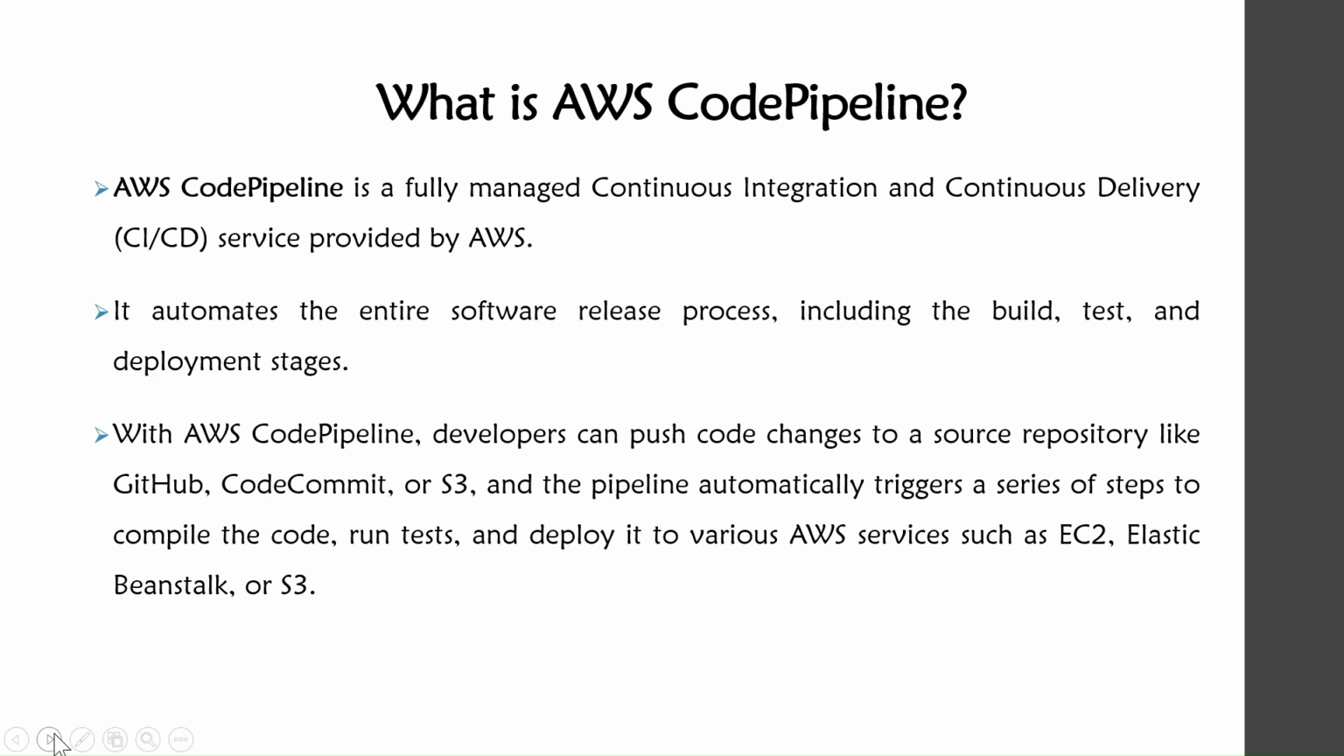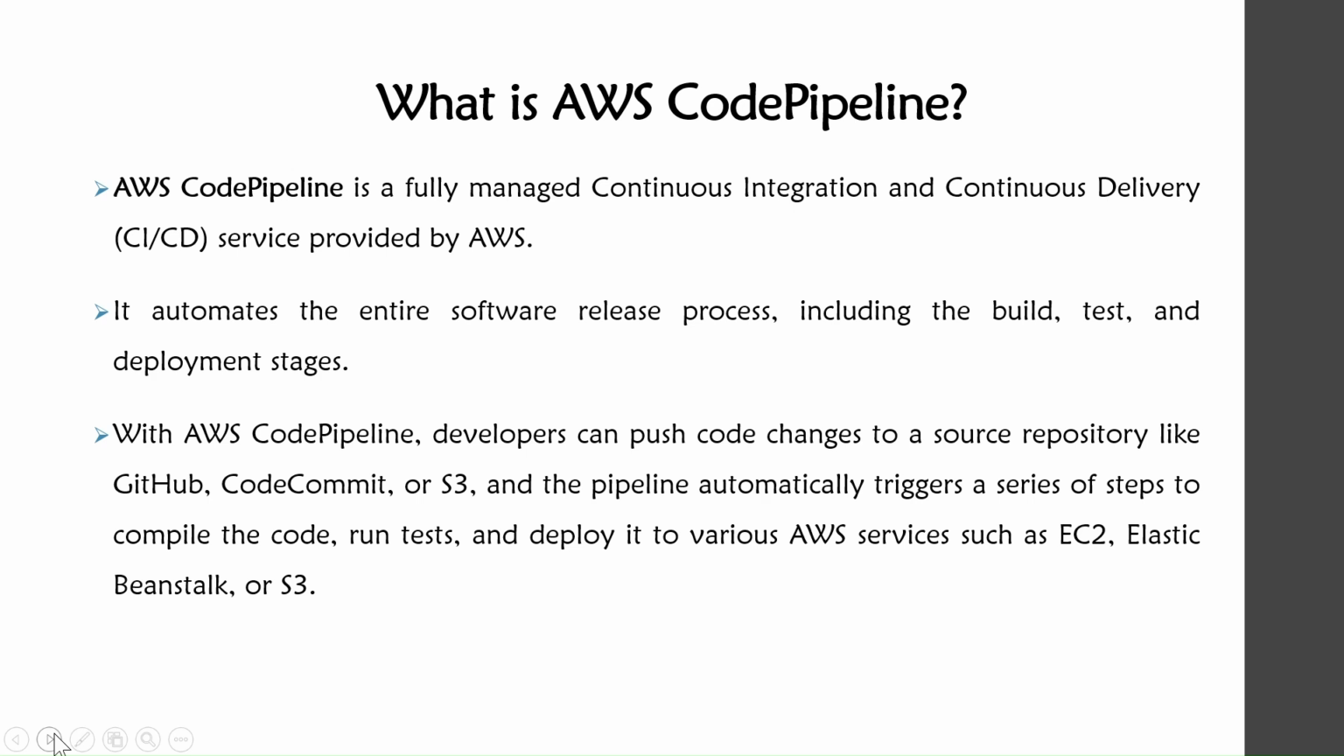With AWS CodePipeline, developers can push code changes to the source repository, like GitHub, CodeCommit, or S3, and the pipeline automatically triggers a series of steps to compile the code, run the tests, and deploy it to various AWS services such as EC2, Elastic Beanstalk, or S3. This automation reduces manual intervention, speeds up the development lifecycle, and allows for faster and more reliable software releases.